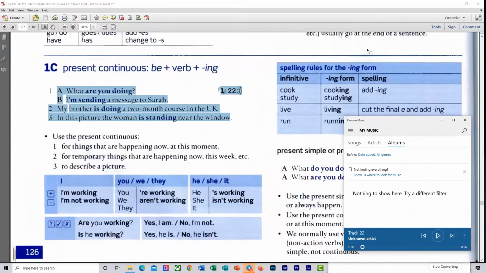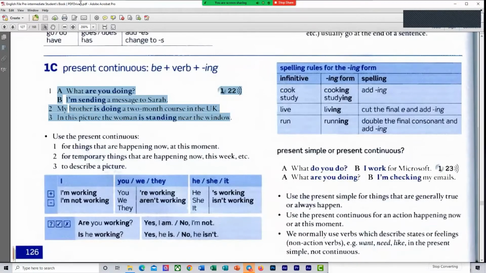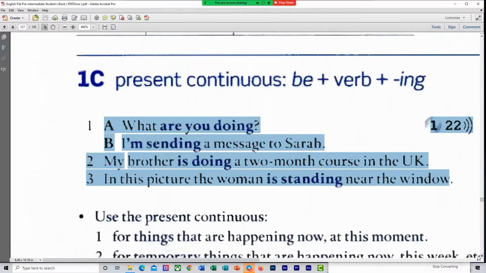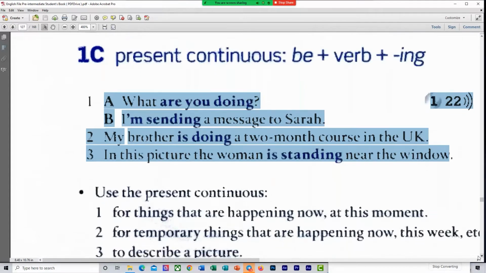Listen to this. 1. What are you doing? I'm sending a message to Sarah. 2. My brother is doing a 2-month course in the UK. 3. In this picture, the woman is standing near the window.